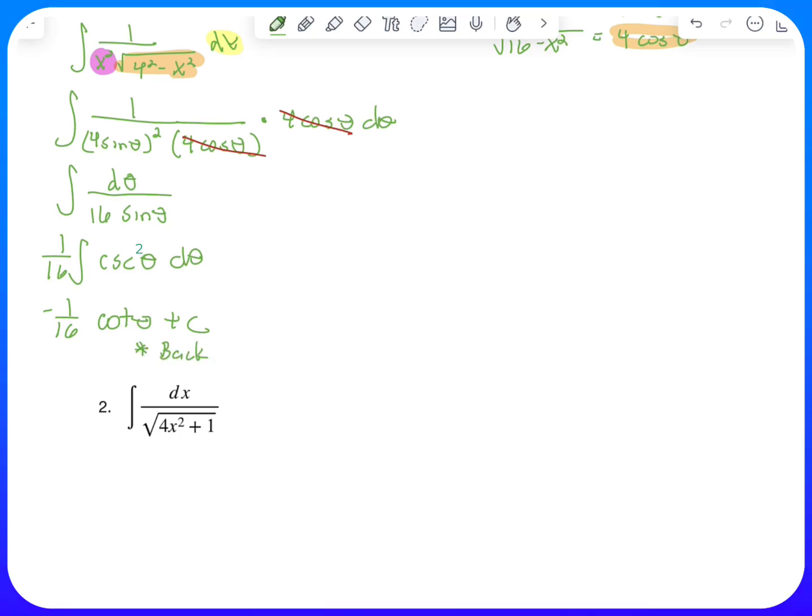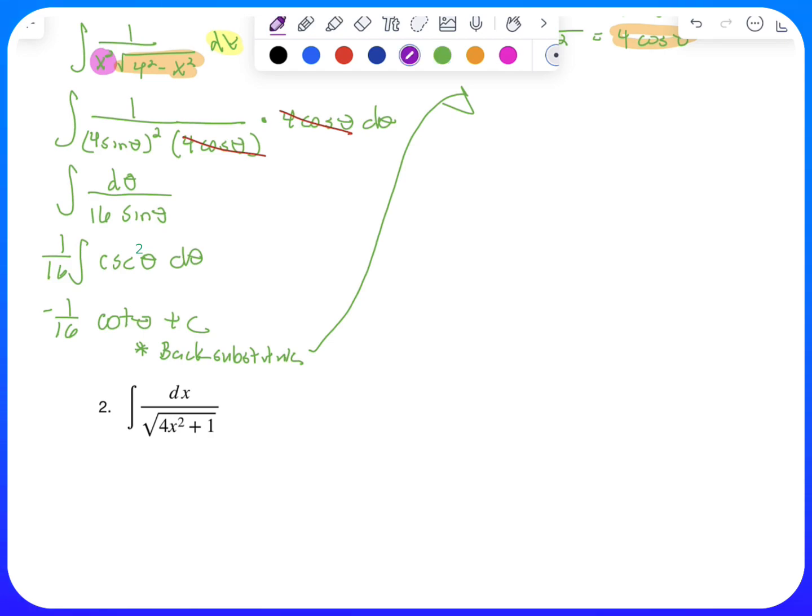So here's where the back substitution comes in. Because remember, we're in theta. The original problem was in x. So we've got to go back to x. So we're going to have to go back to some trigonometry knowledge here.